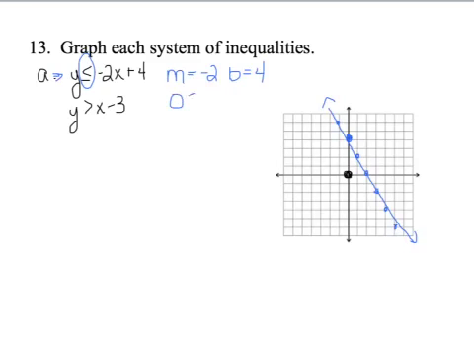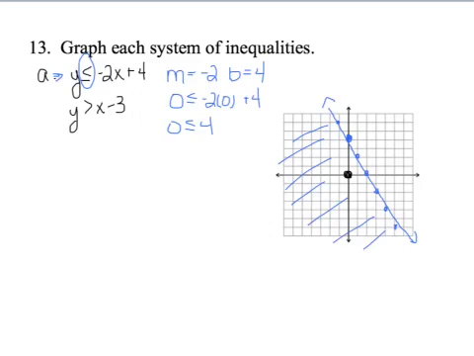So 0 is less than or equal to negative 2 times 0 plus 4. Is 0 less than or equal to 4? That is true. So we are going to just lightly shade where 0, 0 is.